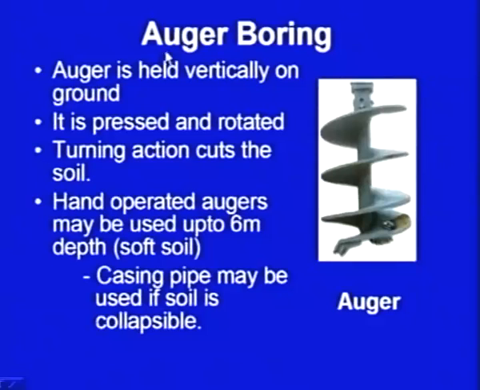In the first one, the auger boring, this is a picture of the auger. This auger is held vertically on the ground and it is pressed and rotated. Here it is the cutting edge, the turning action cuts the soil and that soil is excavated out. So, these augers, hand operated augers, can be used for shallow depth. For greater depths you have to use the machines. So, this is the first one.